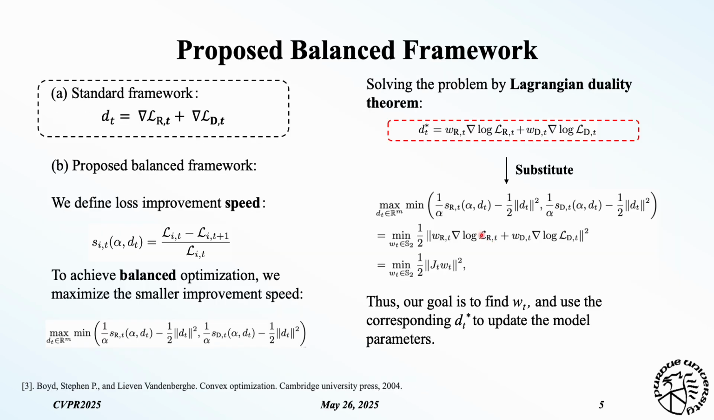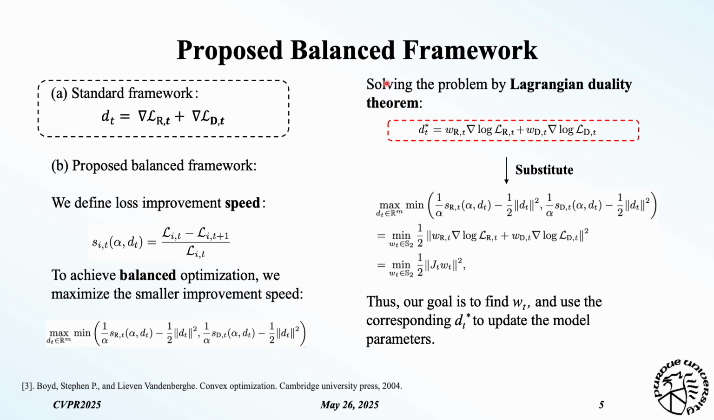To address the imbalance, we propose a balanced rate distortion optimization framework. Instead of simply summing the gradients, we reformulate the rate distortion optimization as a multi-objective optimization problem. We define the loss improvement speed at step T, where alpha is the step size and dt is the update direction. We want to seek an update direction dt that maximizes the minimum improvement speed between rate and distortion. This leads to the following saddle point formulation.